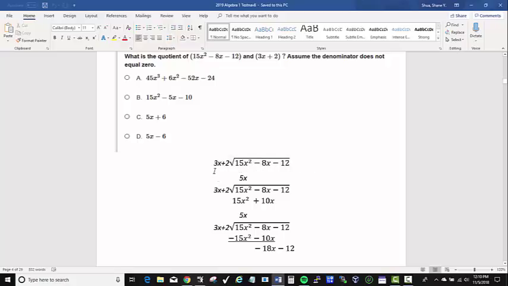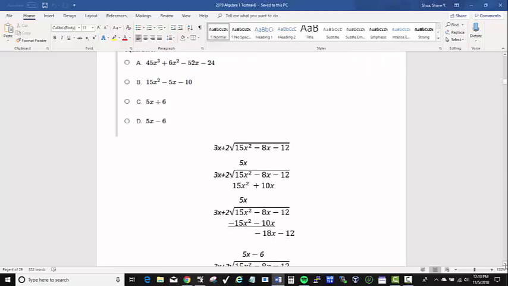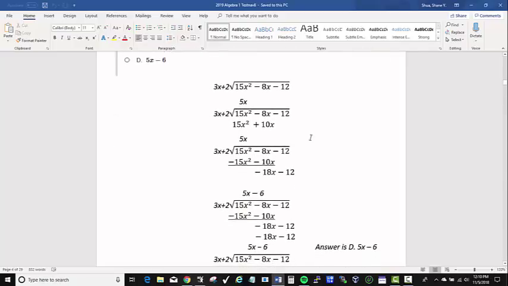Now, what can I multiply 3x by to get 15x squared? Well, I multiply it by 5x. And if I multiply 5x by 3x plus 2, I get 15x squared plus 10x. Then, when we're doing division of polynomials, we simply subtract that amount. So I subtract that amount, and I get -18x. I bring down the 12.